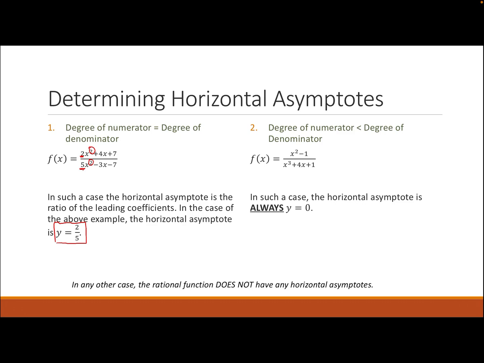For the other case where the degree of the numerator is less than the degree of the denominator, the horizontal asymptote is always y equals 0. So the degree of the numerator is degree 2, and the degree of the denominator is degree 3. So since 3 is larger than 2, the horizontal asymptote is y equals 0. Always. And we'll talk about what happens when the numerator is larger in a couple of slides.